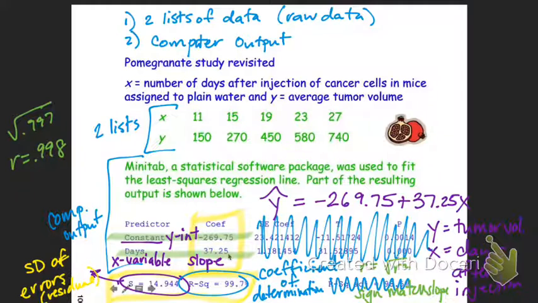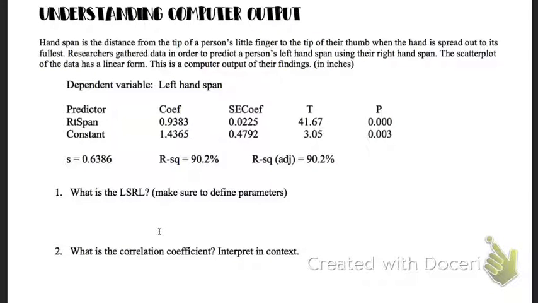So we're going to go through an example together. If you turn to page 106, this example is talking about hand span. Hand span is the distance from the tip of a person's little finger to the tip of their thumb when the hand is spread out. Researchers gathered data in order to predict a person's left hand using their right hand, so maybe they're not exactly the same. The scatter plot of the data has a linear form, and this is the computer output in inches.